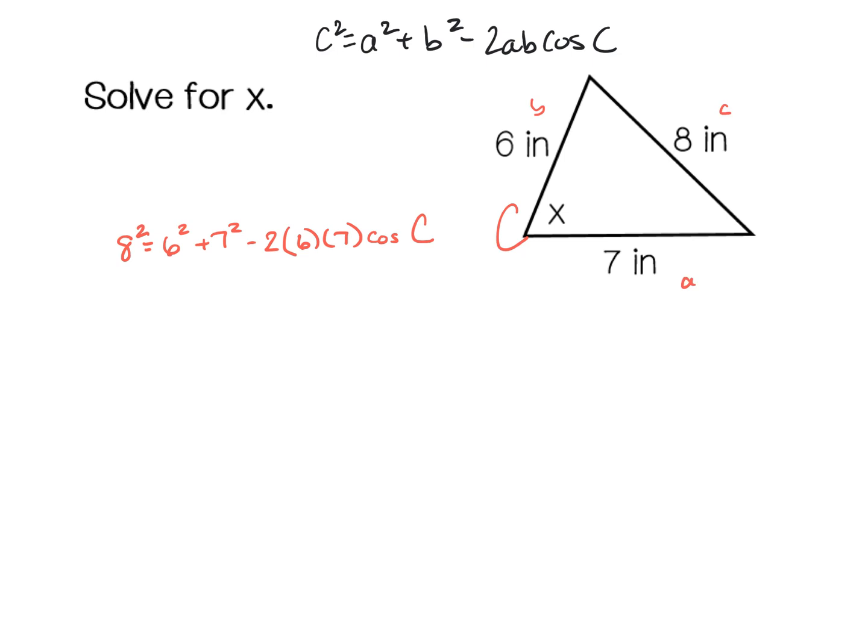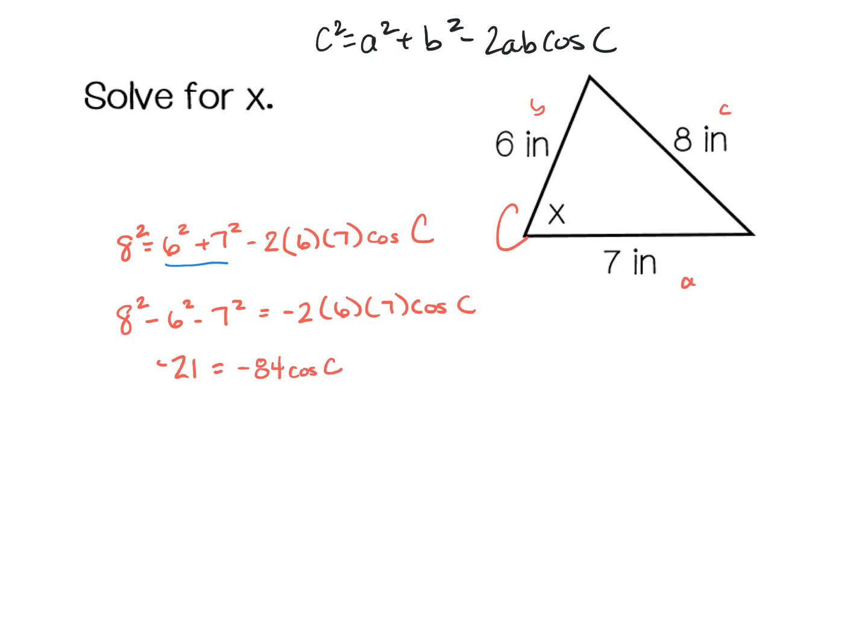So to follow order of operations, I'm going to take and move over my 6 squared and 7 squared. So I have 8 squared minus 6 squared minus 7 squared is equal to negative 2 times 6 times 7 times the cosine of C. So let's go ahead and simplify. I have 8 squared minus 6 squared minus 7 squared. It gives me negative 21. And then I'm going to simplify this as well. 6 times 7 is 42. Times 2 gives me 84. So this would be negative 84 times the cosine of C.